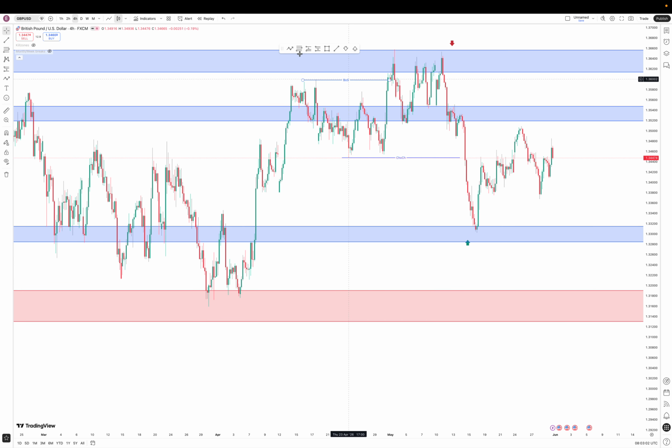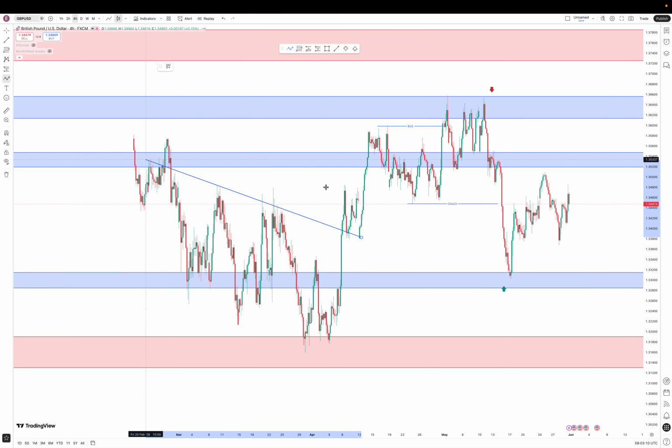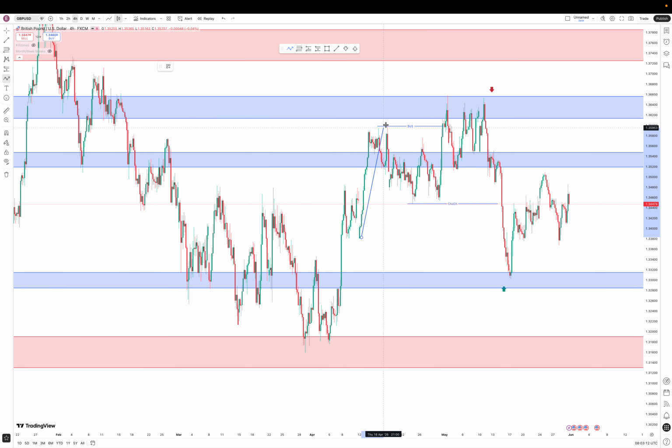What can we see? Not very much difference from the break of structure, from the change of character that we saw here. Then the high, a lower high, a higher low, sorry, a new higher high. Then that gives us this range that couldn't build a new higher high.